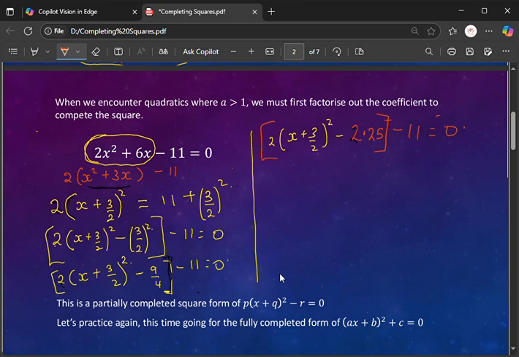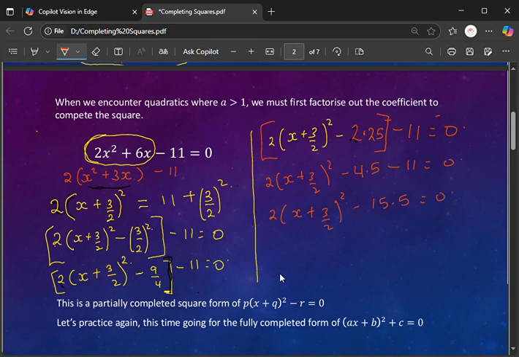So now we have 2 will still multiply this, and we are removing the brackets, the parenthesis, so this now gets to 4.5 minus 11 equals 0, and then we now have, I hope you're following, minus 15.5 equals 0. So basically we have completed the square at this stage.